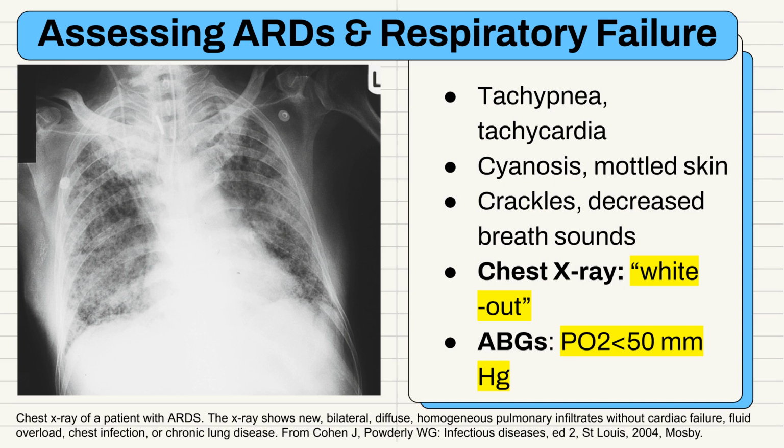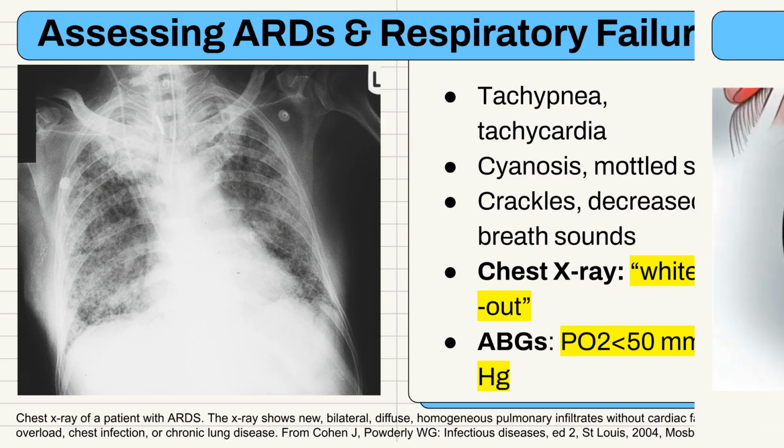Key diagnostics include a chest X-ray showing a whiteout appearance from pulmonary infiltrates and arterial blood gases, or ABGs, revealing hypoxemia. Think partial pressure of oxygen less than 50 millimeters of mercury, despite high oxygen delivery. In kids, look for grunting during expiration. It's their body trying to keep alveoli open.